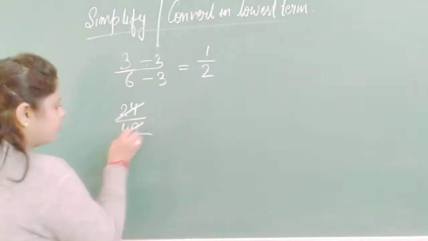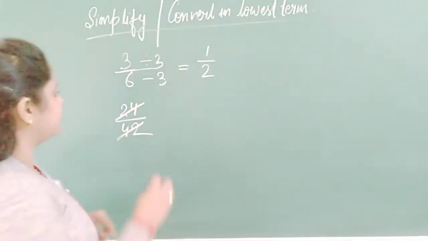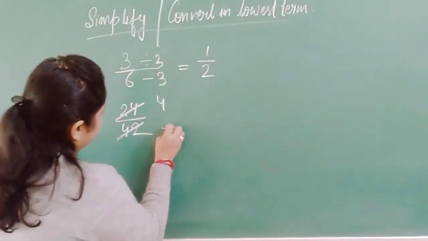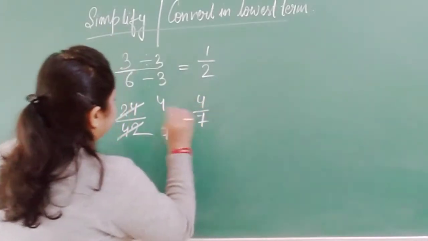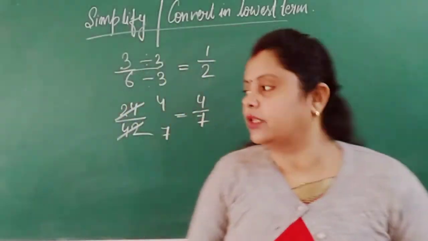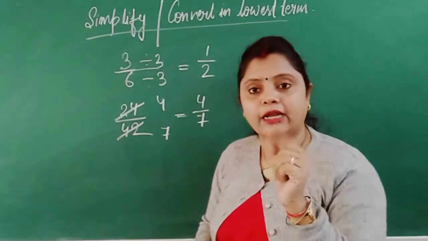You can process like this: 24 and 42 can both be divided by 6. 6 4s are 24, 6 7s are 42. So 4 by 7 is the correct answer here. Now this is one process, or what I told you earlier, that you can also do.